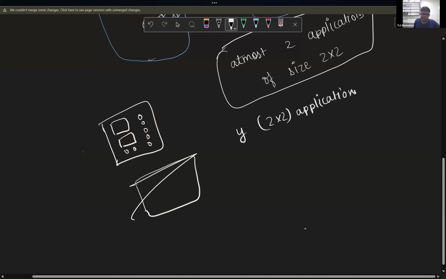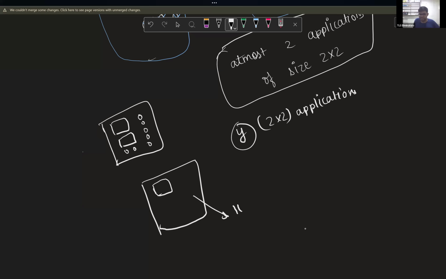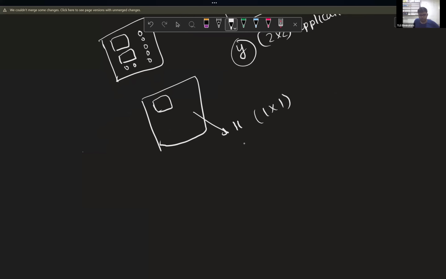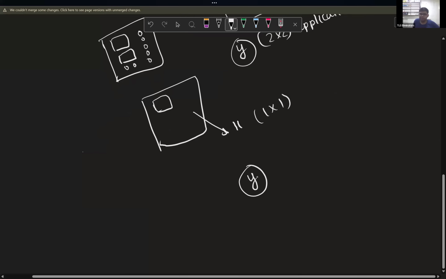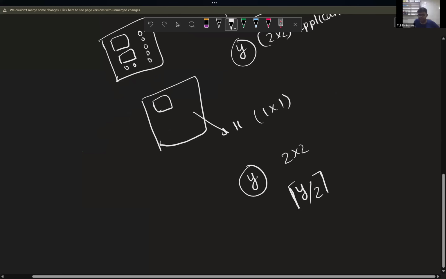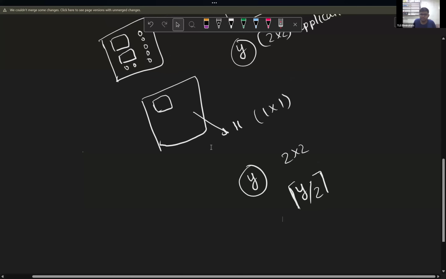And in the last screen, if Y is odd, then you might just have one 2 into 2 block at the end. Then in that screen, you will have 11 spaces left for the 1 into 1 applications. So this was my idea, that if I'm having Y number of applications of size 2 into 2, then I will definitely require at least this many screens, which is obvious. And after that, in these screens, I will have a lot of free spaces where I can put up these 1 into 1 blocks.